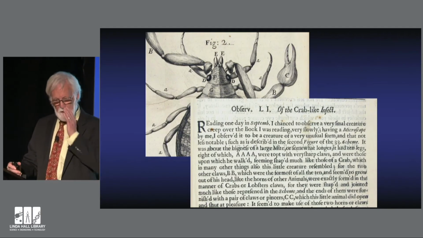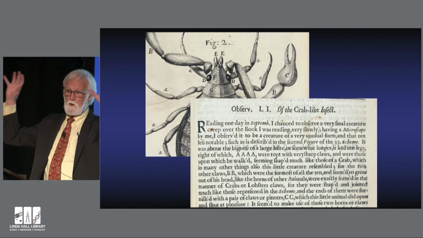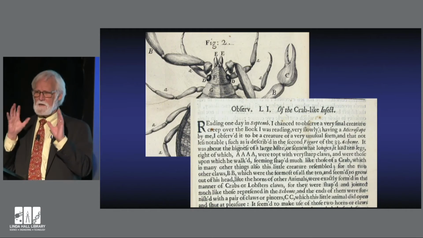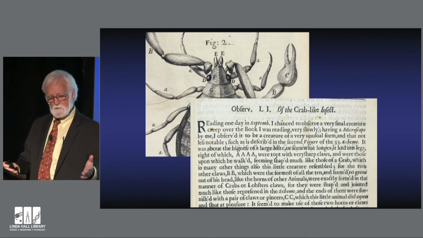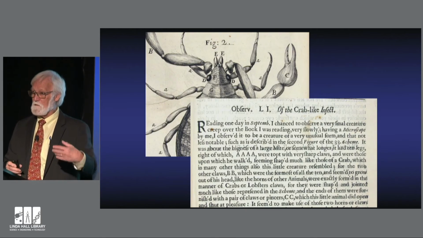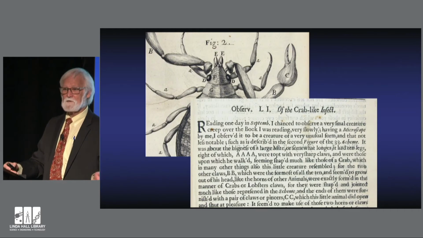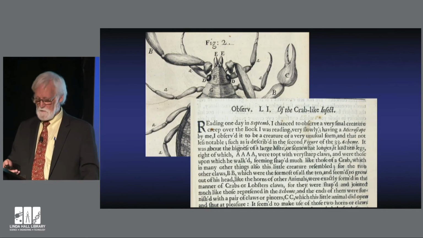And then he goes on and talks about CC. He's got these claws like a lobster. And then he's got AA. He's got these other smaller claws that are very sharp. So his text and his image waffle back and forth, but he's clearly talking about this insect here and describing it to the best of his ability.